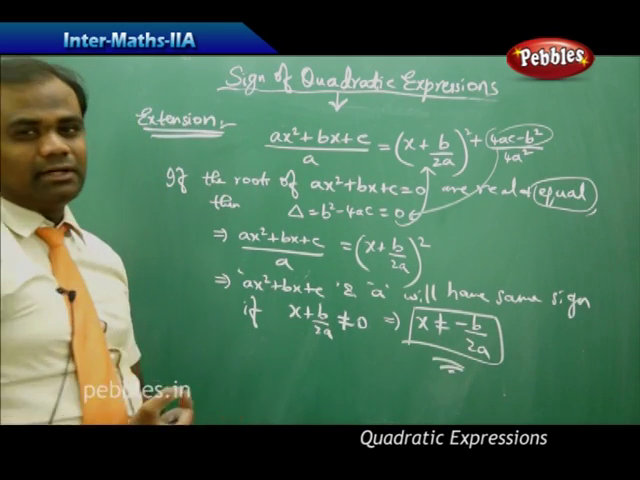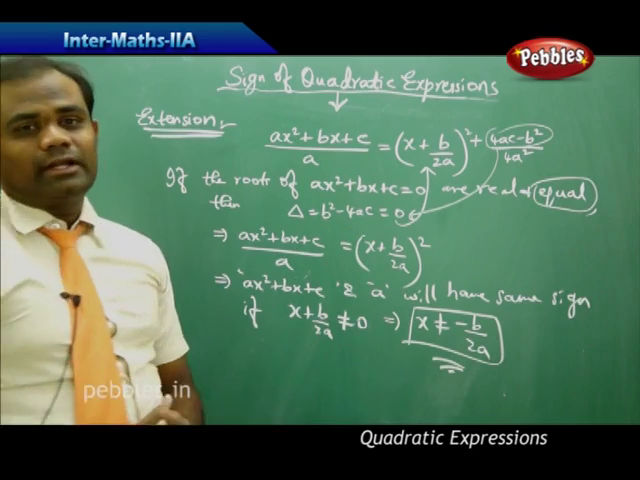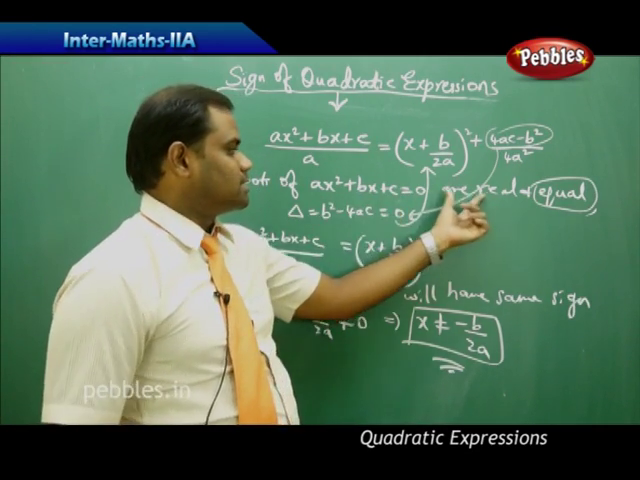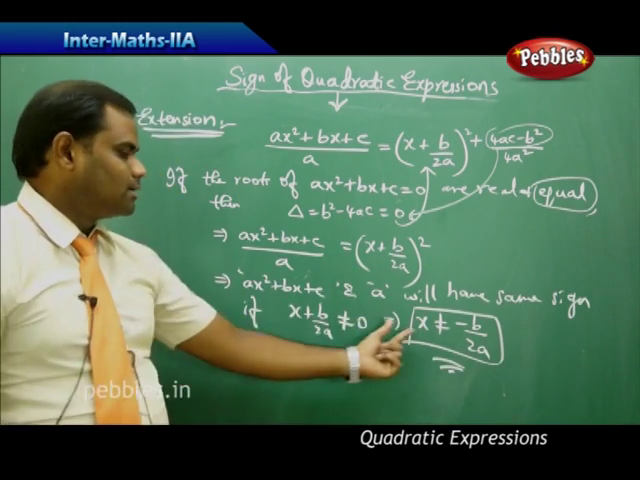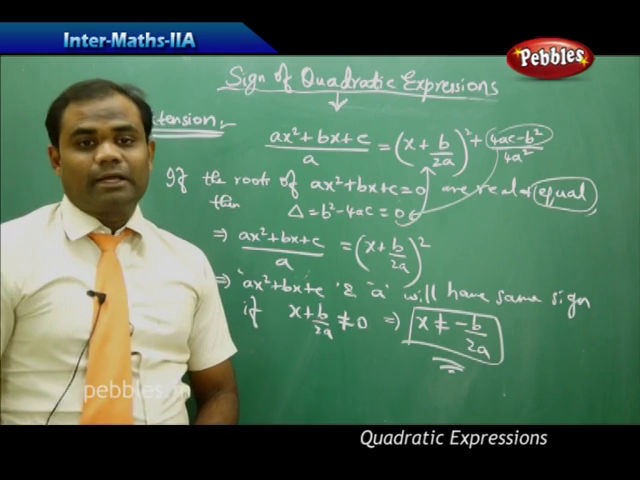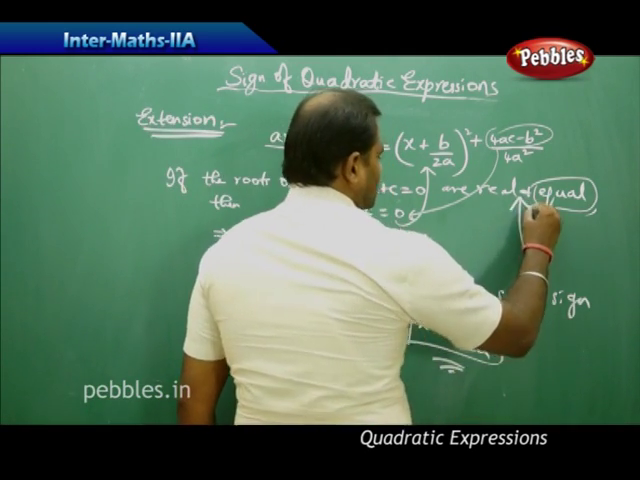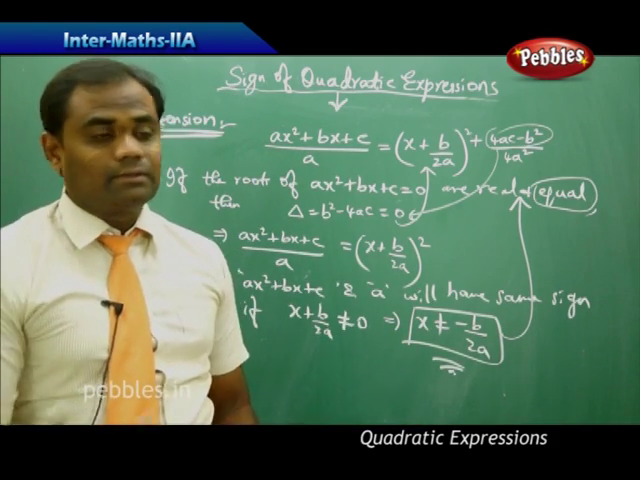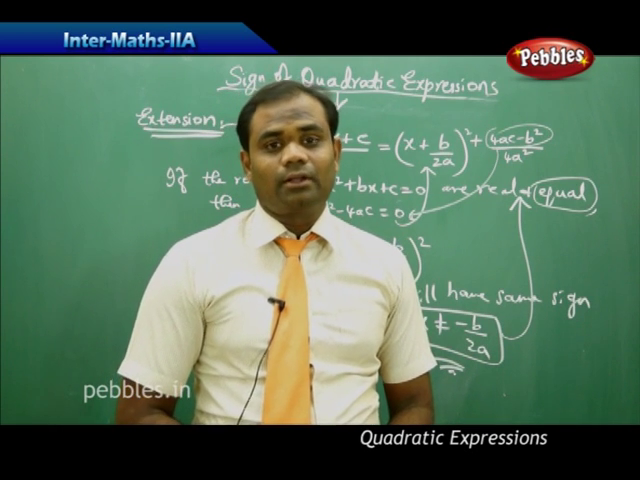Therefore, I understand here in the extension of the theorem that if the quadratic equation has real and equal roots, then this and this will have the same sign if x is not equal to minus b by 2a. This is strictly the condition when the roots are real and equal, is how we extend the theorem to understand the further properties of roots being real and equal.